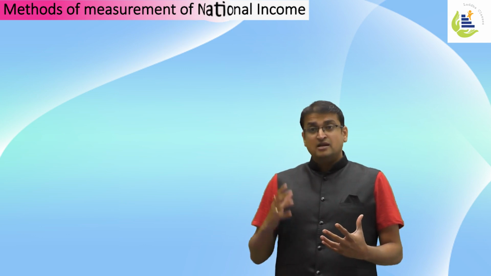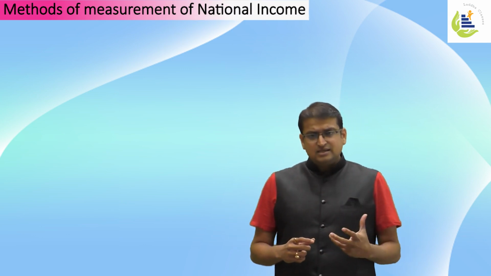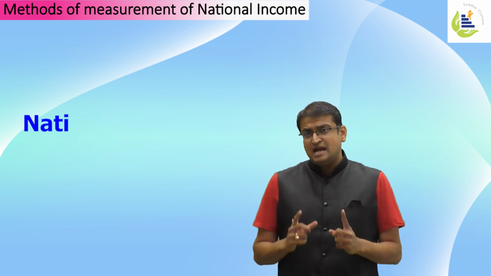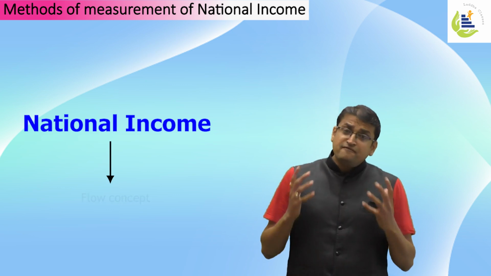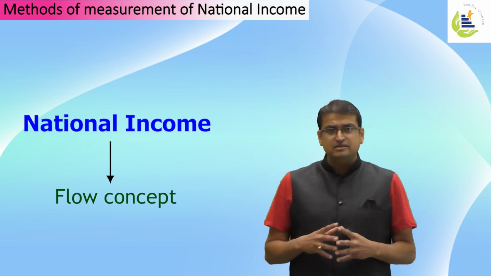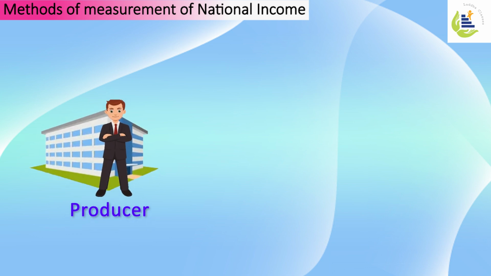In this video, we will try to list down the methods of calculating national income. Before knowing the methods, let us understand that national income is a flow process. It's a flow concept. I'll explain this one more time. See, in the system, there are two types of entities.